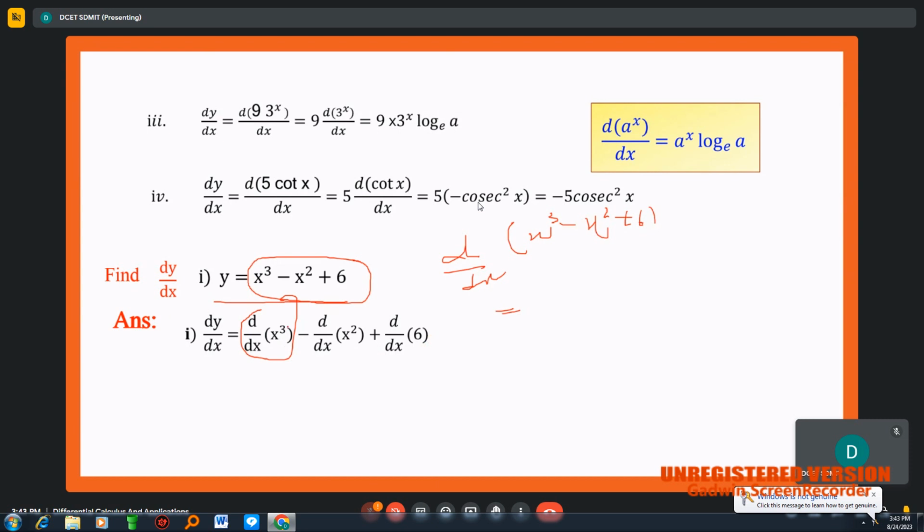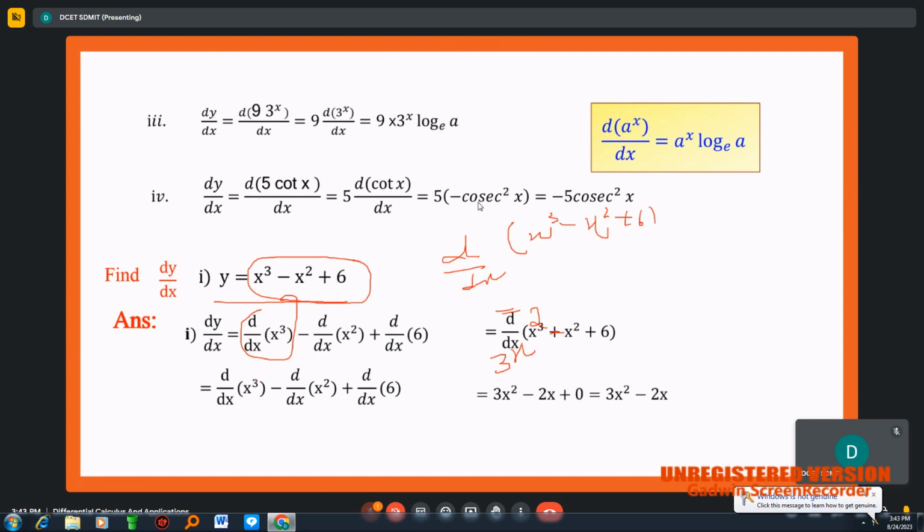What is the differentiation of x cube? Differentiation of x cube is nothing but 3 into x square. Now differentiation of x cube minus differentiation of x square plus differentiation of 6 is here. Differentiation of x cube is 3x square, minus differentiation of x square, which is what? 2x. The minus sign is already there, so minus 2x, plus what is the differentiation of the constant term 6? Differentiation of the constant term 6 is 0.